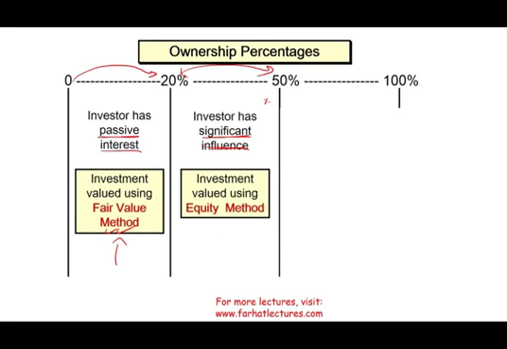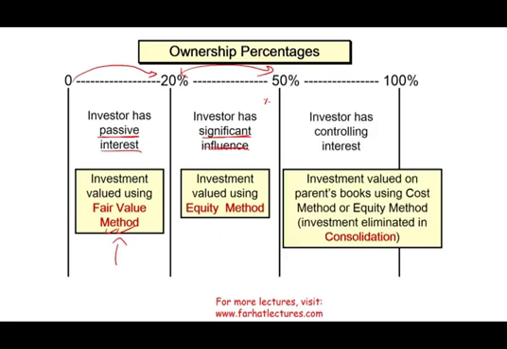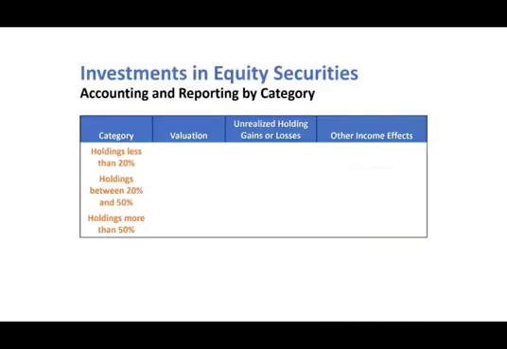Okay? If you own more than 50%, guess what? I'm in control. You have a controlling interest. When you have a controlling interest, you have to use the consolidation method. You have to consolidate the financial statements, whether using the cost or the equity method. And this topic is covered heavily in my advanced accounting. So if you are taking advanced accounting or you're going to be taking advanced accounting in the future, check out my advanced accounting course.